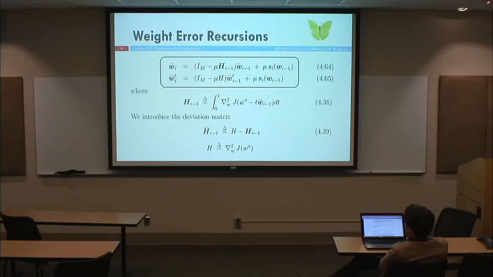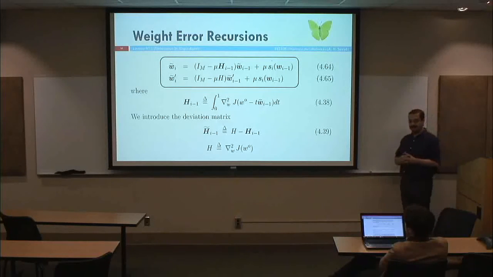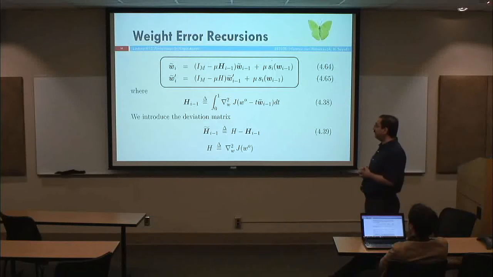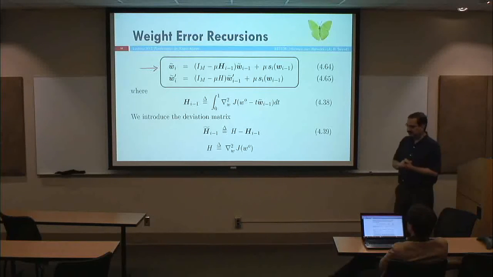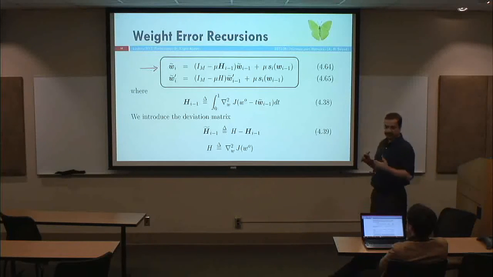And then under these conditions, I showed the following. The weight error recursion for your stochastic gradient algorithm is the first equation that you have here on the slide. If you remember, 2 lectures ago, when we were studying the stability of the stochastic gradient algorithm, we derived that weight error recursion.